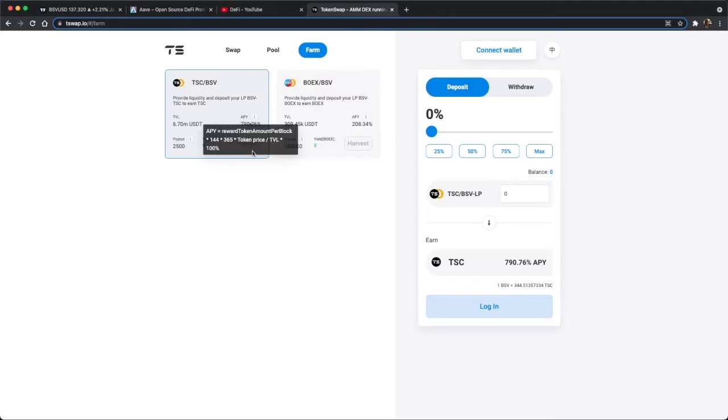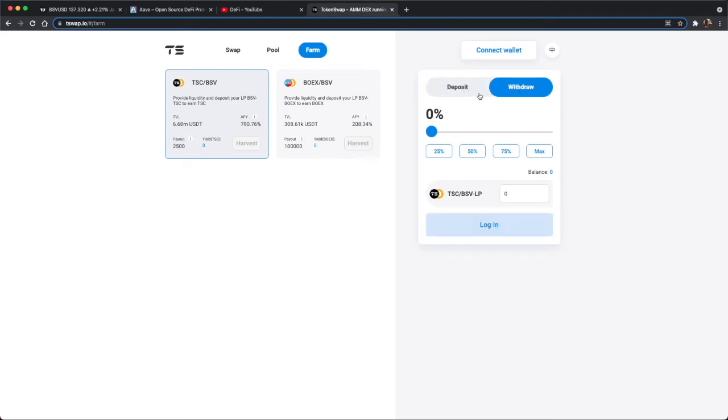And with farming, right now there's a total of 6.7 million. You get a return of 790% yearly. You have to divide that by 365, so you get the percent per day. And that's what you get on your staking, your farming amount. And then you just click harvest. You can move it back into the pool, put it back into farming. You keep doing that. But this percent will keep dropping.